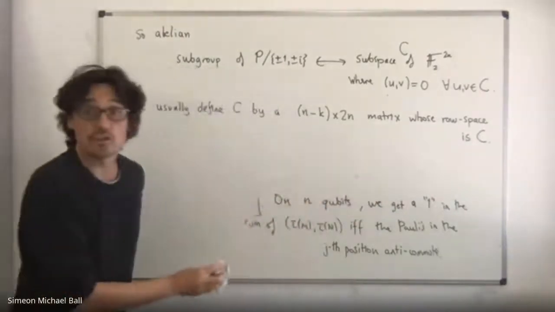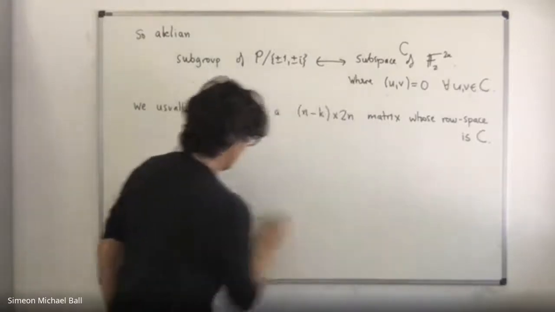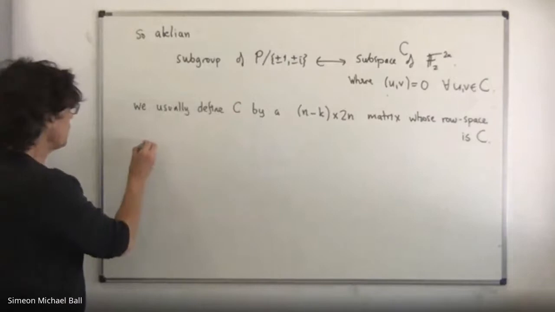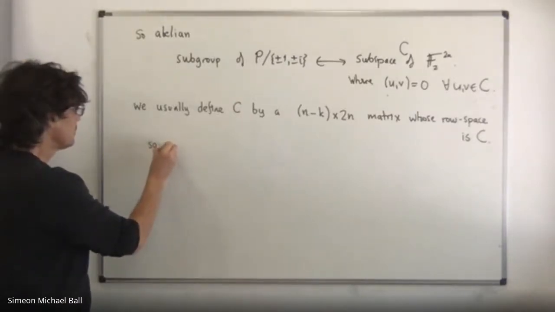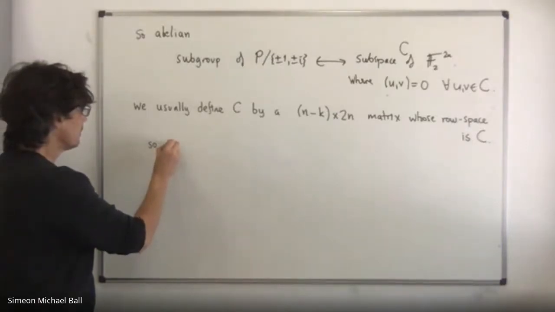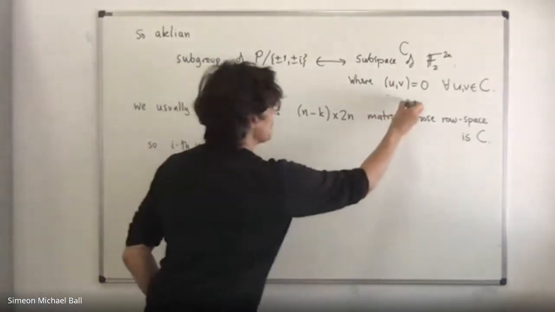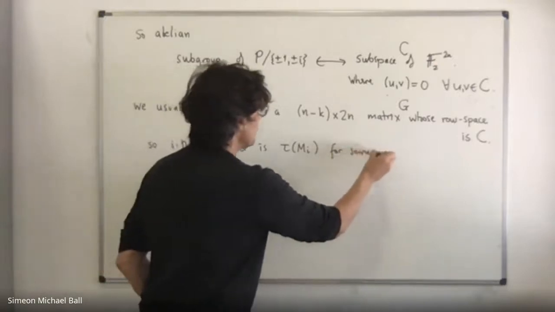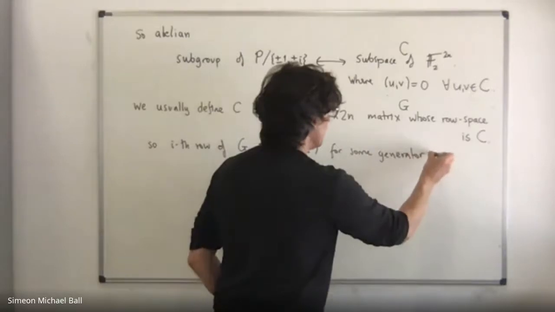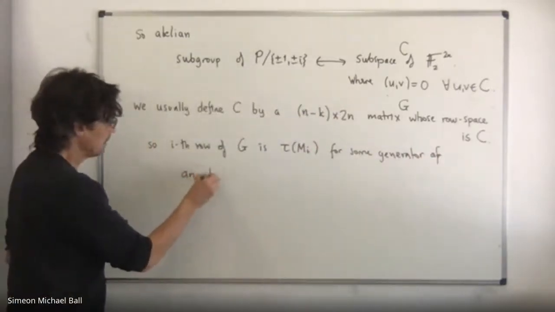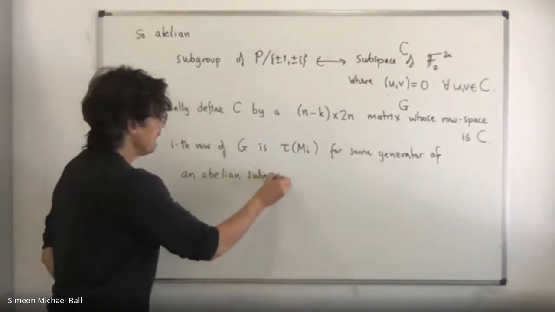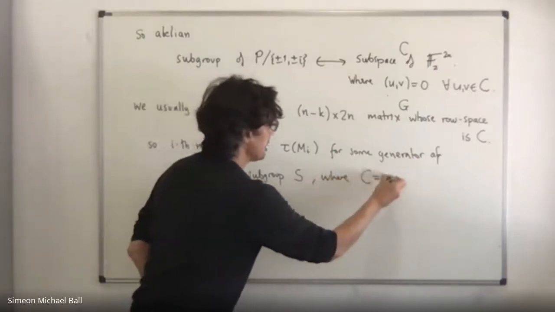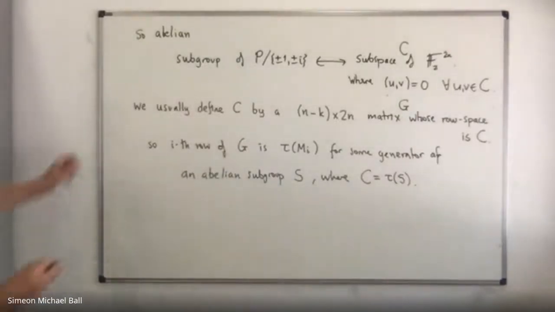Okay, so the rows are just the basis. So the i-th row of G is tau of n_i for some generator of an abelian subgroup S, where C is tau of S. Right, an example.